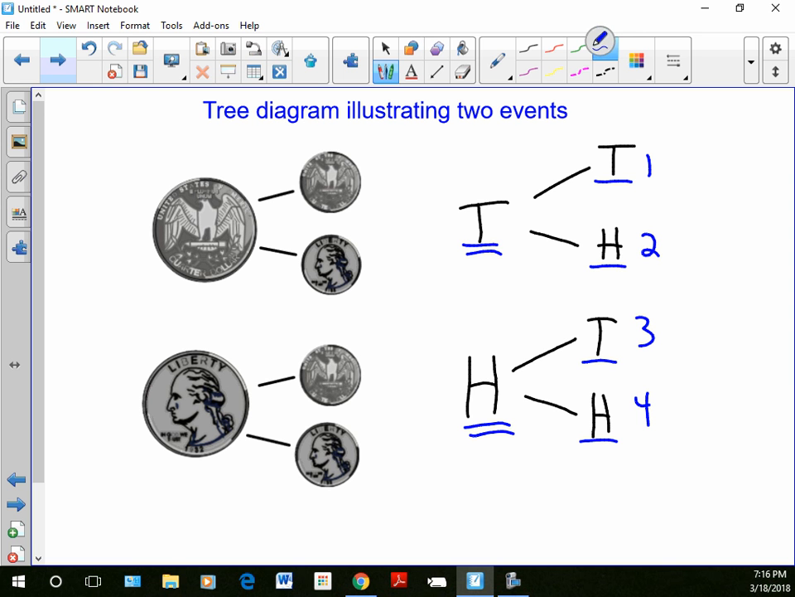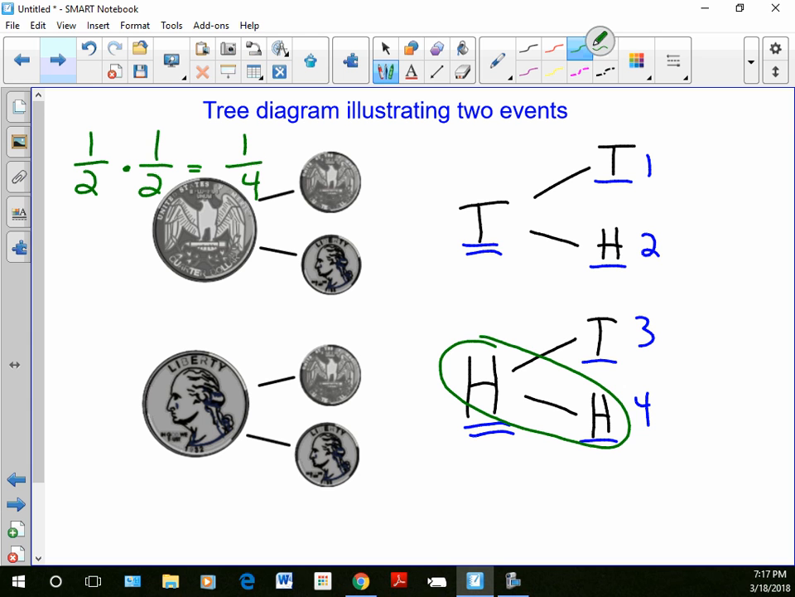A minute ago, I asked you what would be the chance of landing on heads twice. Well, if we take the first probability, that was 1 out of 2 landing on heads, and we multiply it times the second probability of landing on heads, 1 out of 2, we get a total of 1 out of 4. Now, this is the only one of the 4 choices down here that shows heads, heads. So it's a 1 in 4 chance.